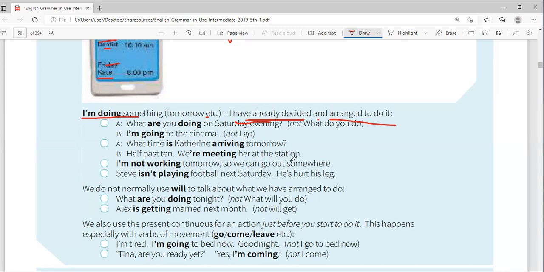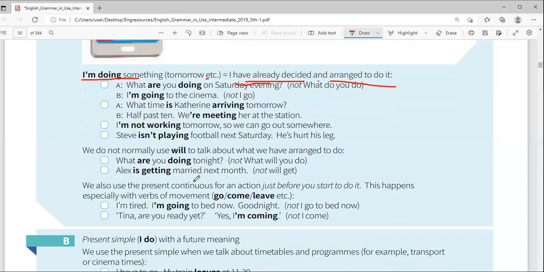I'm not working tomorrow, so we can go out somewhere. You see, I'm not working because according to her plans, maybe she has a break or a holiday or something like that. Steve isn't playing football next Saturday. Okay, he has hurt his leg. According to his arrangement now, he's not going to play.